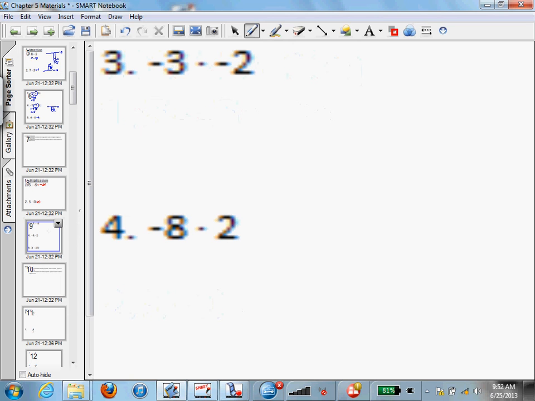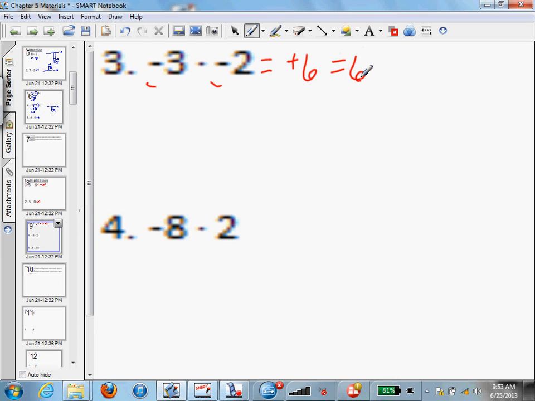Looking at number 3, we have a negative times a negative. And what happens according to our rules if we do a negative times a negative? We get a positive. Now just carry out your multiplication. 3 times 2 is 6. So it's positive 6, or you can just write 6.